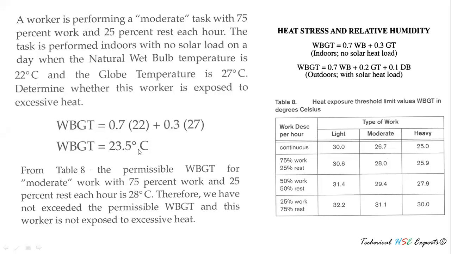After identifying this value, this table will be provided if these types of questions are asked, from a source, but BCSP will provide this. See here in the question, it is a moderate task with 75% work and 25% rest. So what should be the maximum limit? It should be 28. What value do we receive? It is 23.5. So obviously it is safe. He is not exposed to excessive heat.